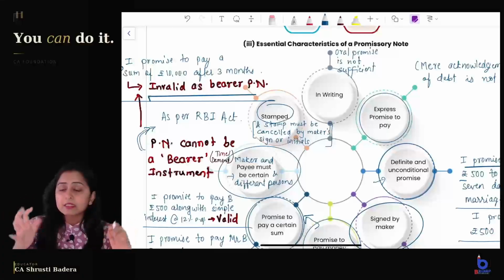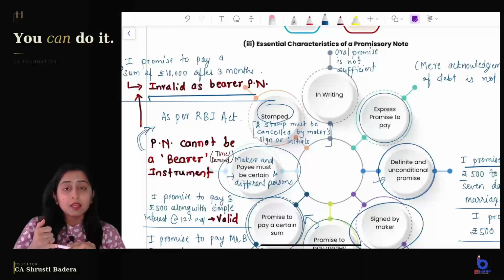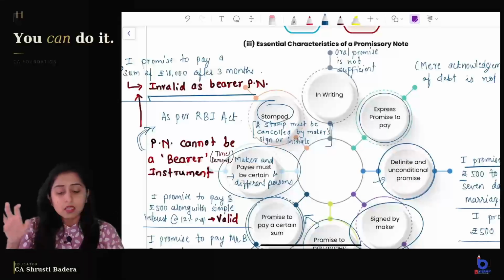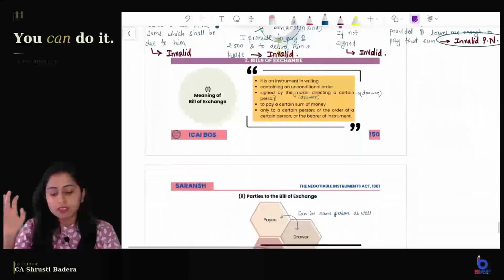So what are the characteristics in writing? Unconditional promise to pay, promise to pay money only. The money must be certain. Payee and maker should be different persons. Express promise to pay signed by the maker, right? And it should be stamped.